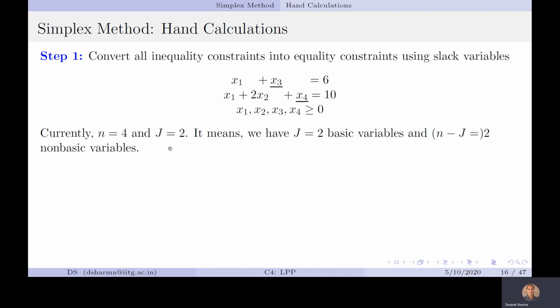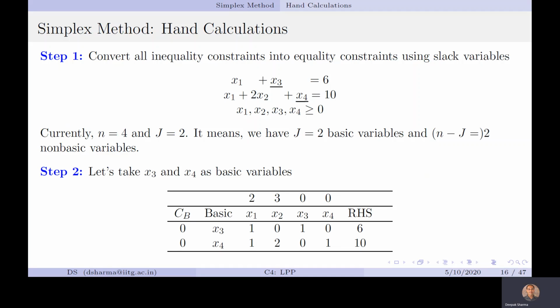In this current scenario, we have 4 variables from x1 to x4. We have 2 equations, the first and the second equation, as you can see. This means that the number of basic variables will be equal to the number of equations, that is 2. And the number of non-basic variables will become n minus j, that is 2. So the number of basic and non-basic variables in the current example is 2.